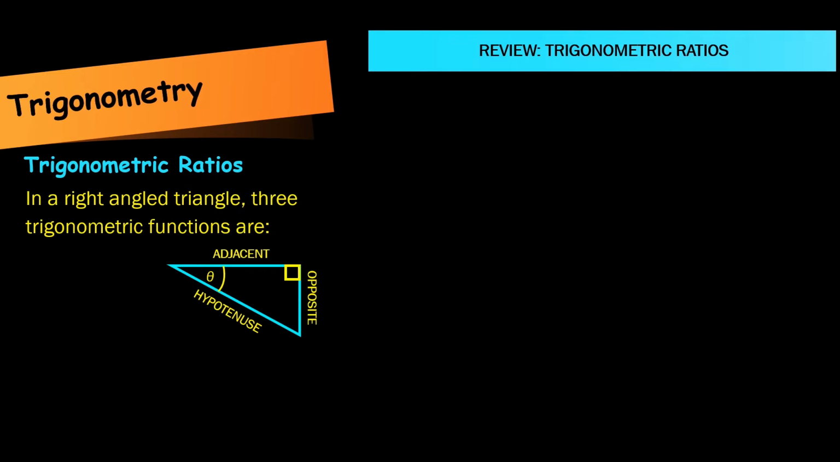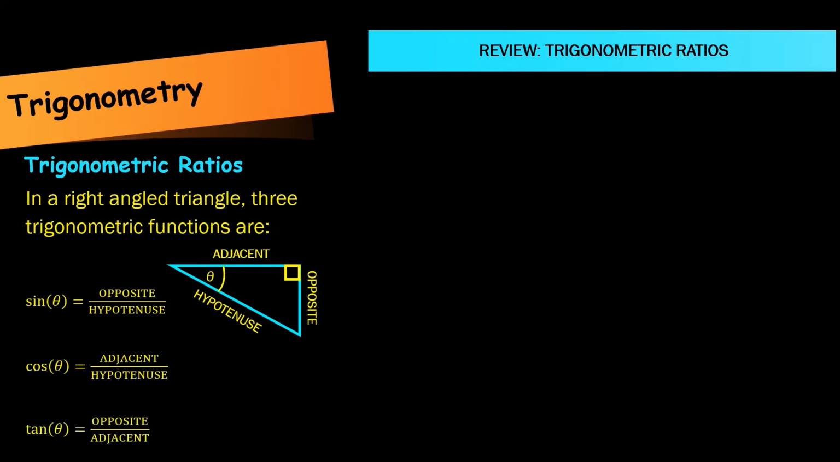So let's recall these. Sine theta equals opposite over hypotenuse, cos theta equals adjacent over hypotenuse, and tan theta equals opposite over adjacent.